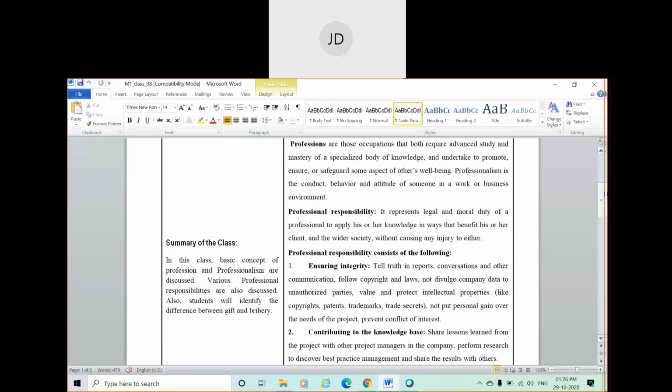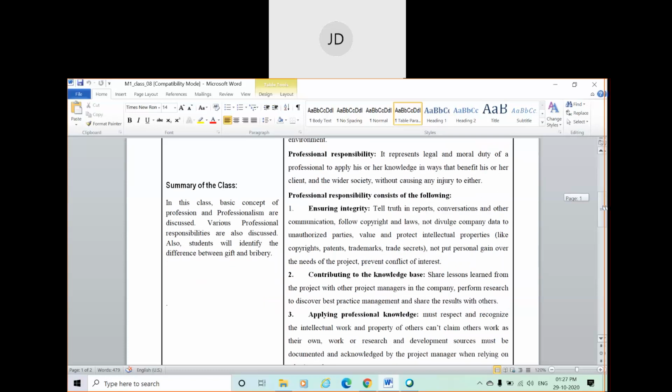You should not misuse company data, or release your company information to other unauthorized parties. You should value and protect intellectual property. Regarding intellectual property, we'll also discuss it in module number 5. Intellectual property includes copyright, patents, trademarks, trade secrets, etc. You should not misuse the intellectual property of others, and not put personal gain over the needs of the project, and prevent conflict of interest. We already discussed that in the last class. That means you should put the needs of the project or client interest first before your personal gain.